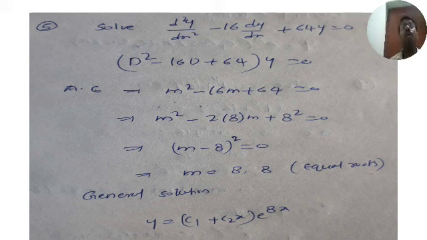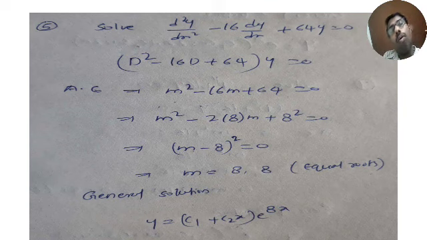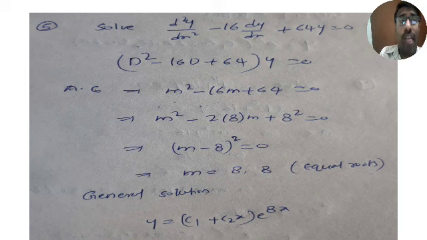Now let us see one more problem. Solve d square y by dx square minus 16 into dy by dx plus 64y is equal to 0. Homogeneous, second order, linear, constant coefficients. Agreed. So this is what is given. Homogeneous differential equation given, you have to solve it. So what to do? Operator form. In place of d by dx put D, and in place of d square y by dx square put capital D square.